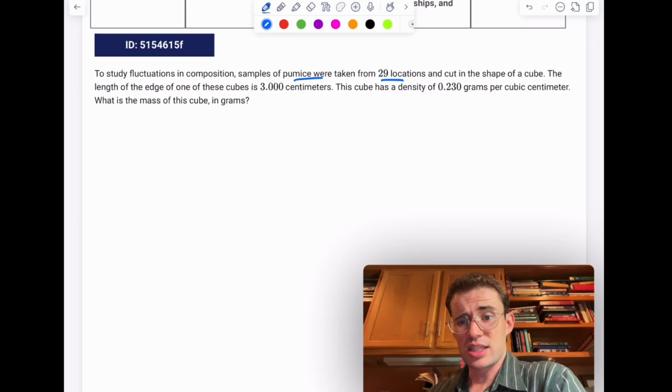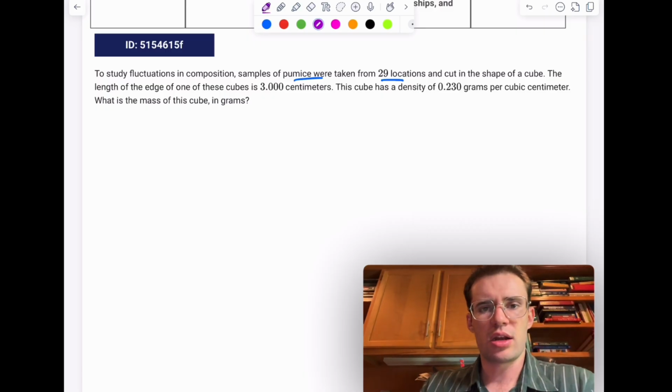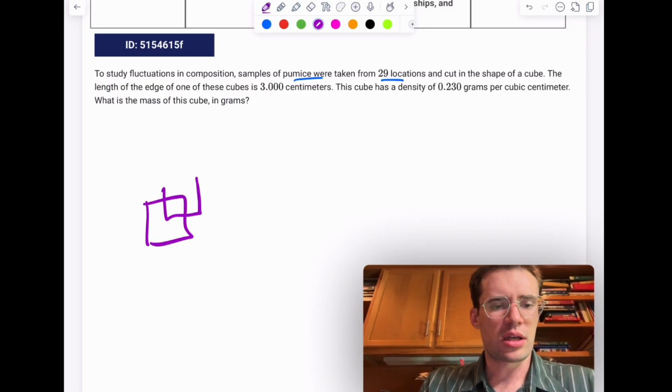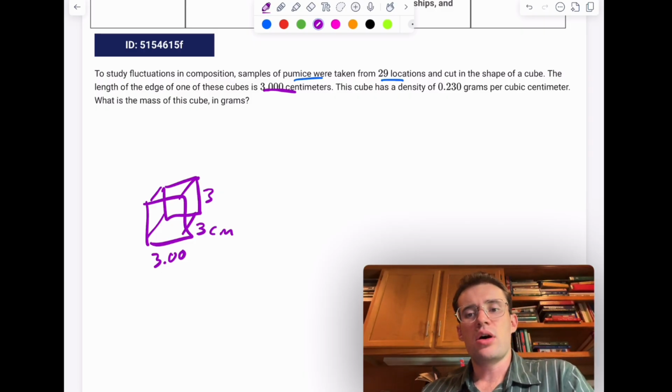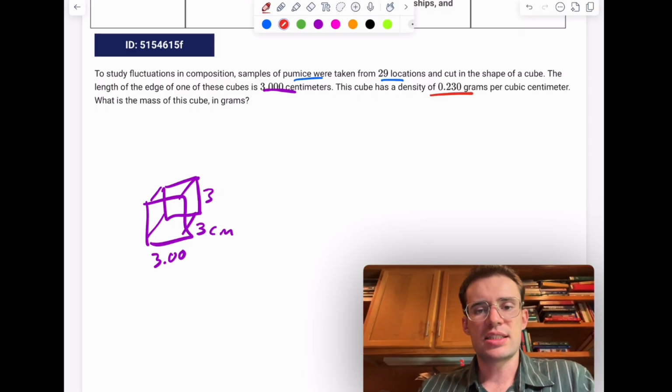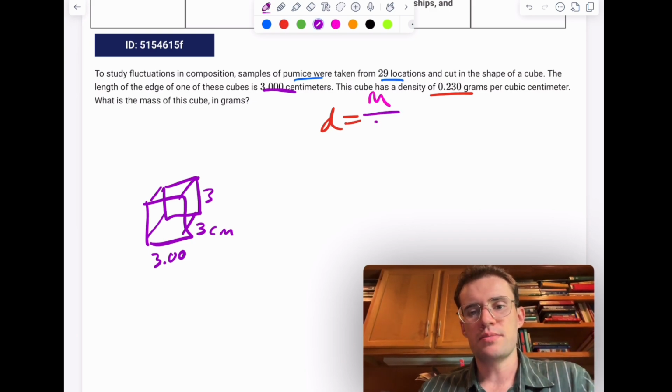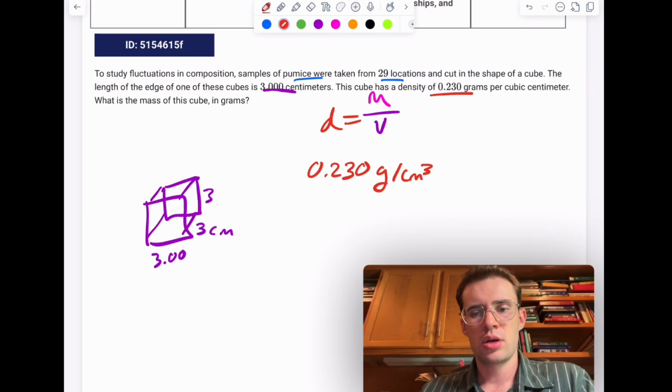Taken from 29 locations and cut in the shape of a cube. The length of the edge of one of these cubes is 3.00 centimeters. It's going to be another density question. It's sounding like it. So 3.00 centimeters for the edge of the cube. This cube has a density of, they gave us the density this time. So the density, again, is equal to the mass divided by the volume. The density is 0.230 grams per cubic centimeter.